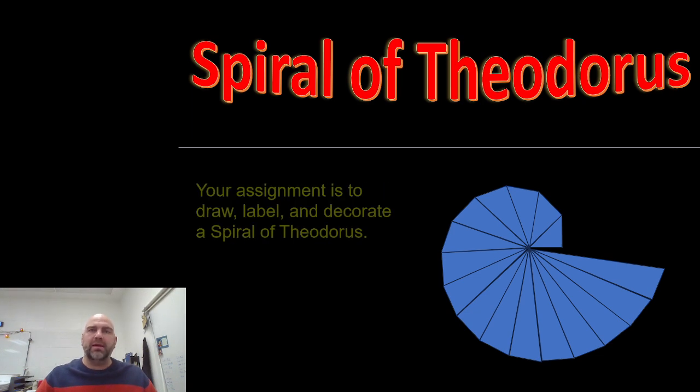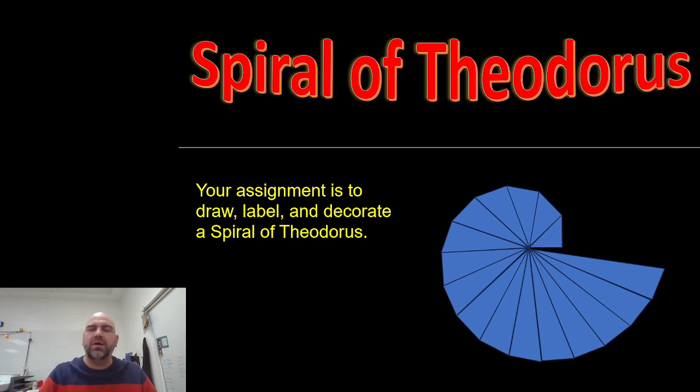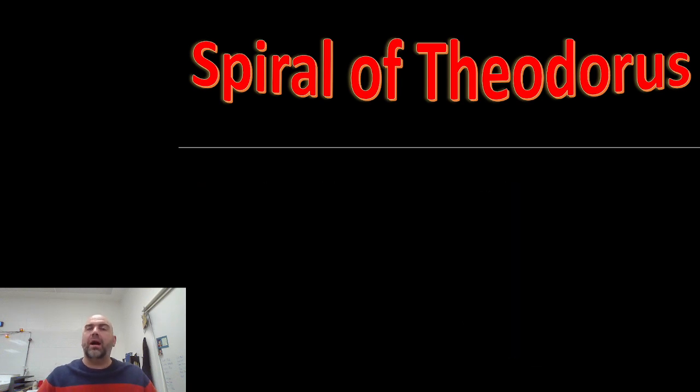Now, your assignment is going to be to draw, label, and decorate a spiral of Theodorus. So you're going to start on a piece of paper and draw this spiral out, making sure to measure and keep it as accurate as possible. I want you to label it all and then to decorate it as well. All right, so how do we do this?